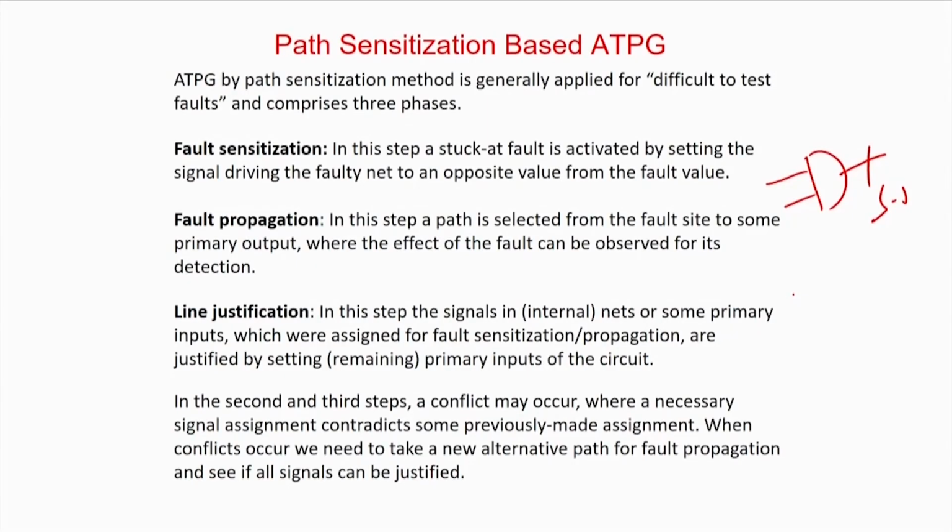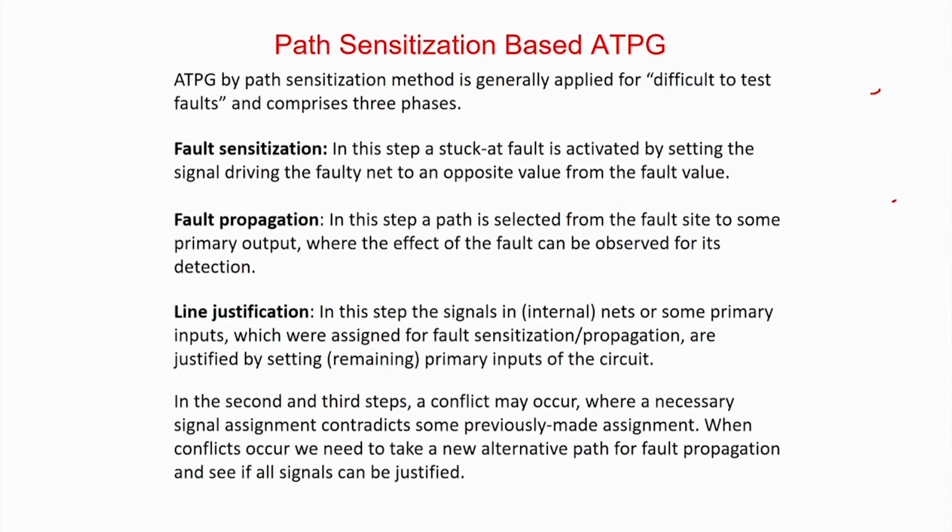But easier faults are covered by multiple patterns. As I told you, if you take an AND gate and have a stuck at 1 fault at the output, then you can detect it by 0 0 input, 0 1 input, and 1 0 input. All these will detect the stuck at 1 fault at the output of the AND gate, so it may be called an easy to test fault. But if I have a stuck at 0 fault at the output, then you have to apply only the pattern 1 1 to differentiate it from the normal circuit. So the stuck at 0 fault at the output of the AND gate is a difficult to test fault.